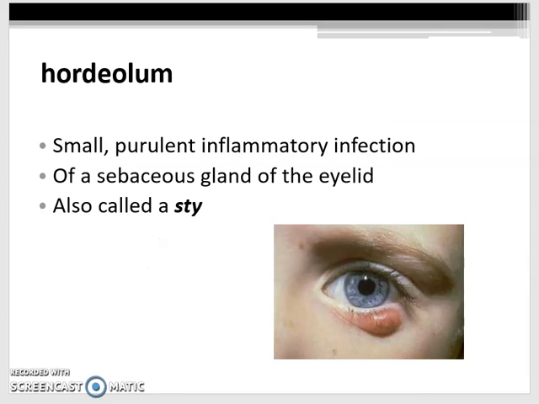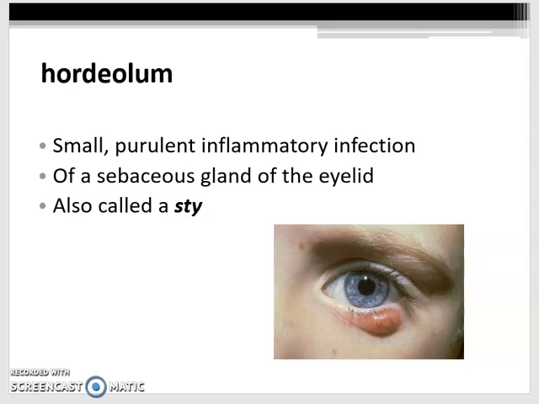Hordeolum, there's another great word for you. That's a small, purulent, inflammatory infection of a sebaceous gland in the eye, otherwise referred to as a stye. And that's a classic example of what they look like. They do get itchy and irritated, and the worst thing you can do is rub this area because it's just going to make it worse.